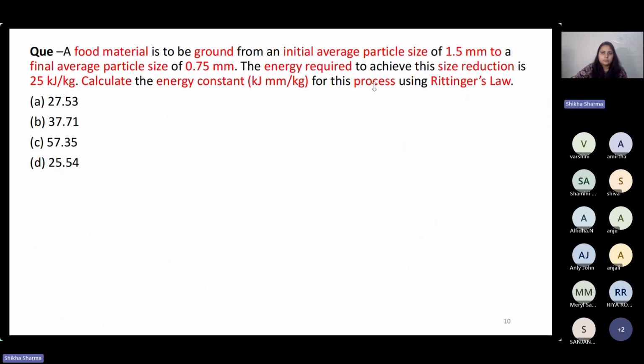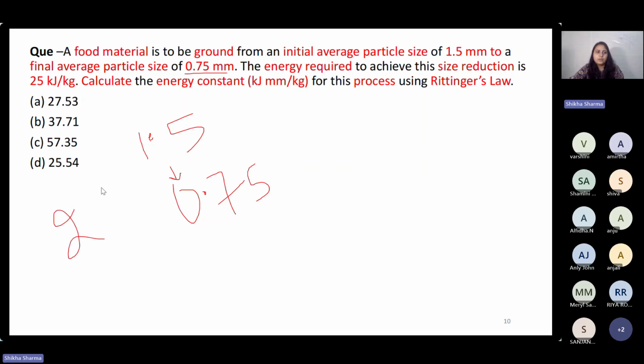So let's solve this question. A food material is to be ground from an initial average particle size of 1.5 mm to a final particle size of 0.75 mm. The energy required to achieve this size reduction is 25 kilojoule per kg. Now we need to calculate the energy constant in kilojoule per kg for this process using Rittinger's law.